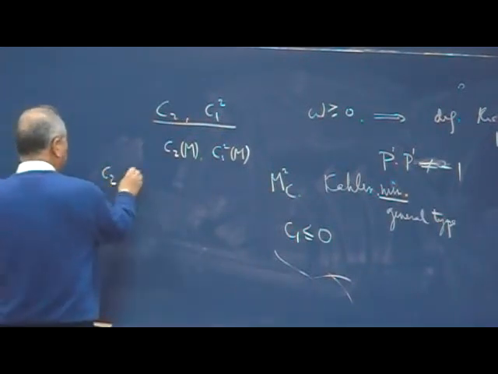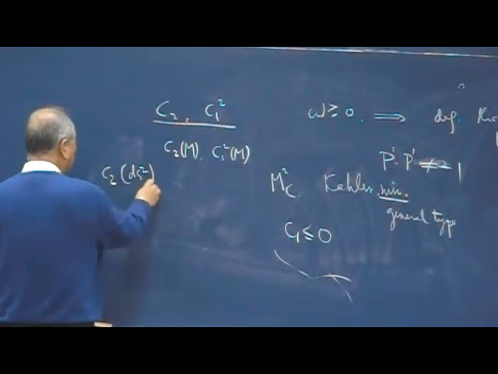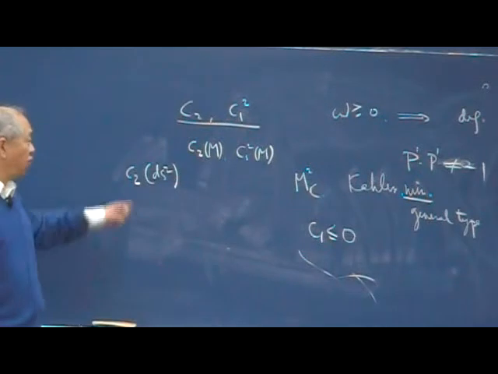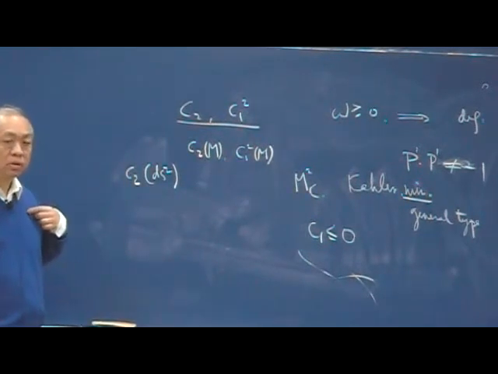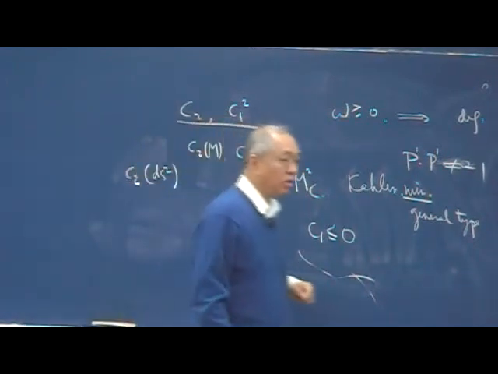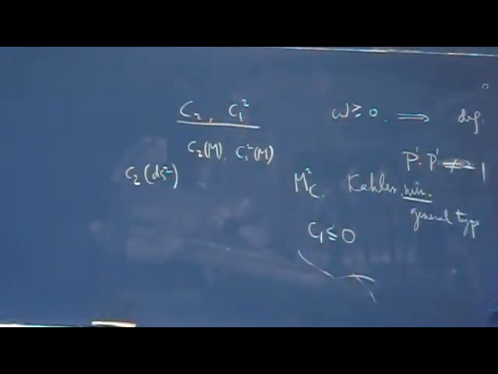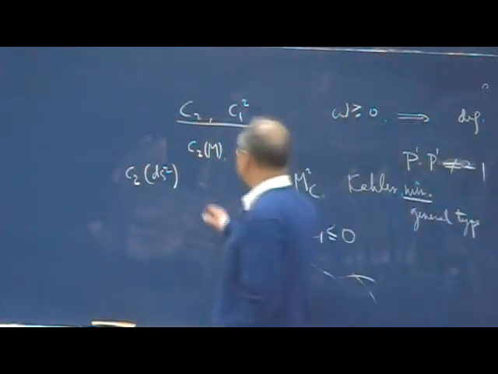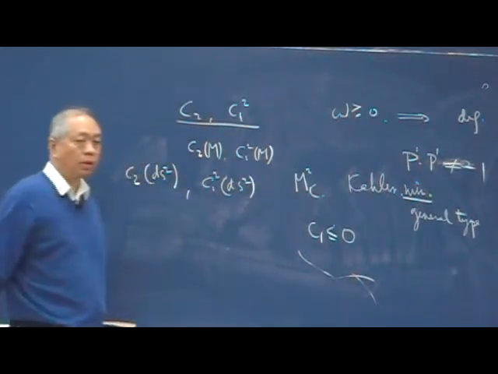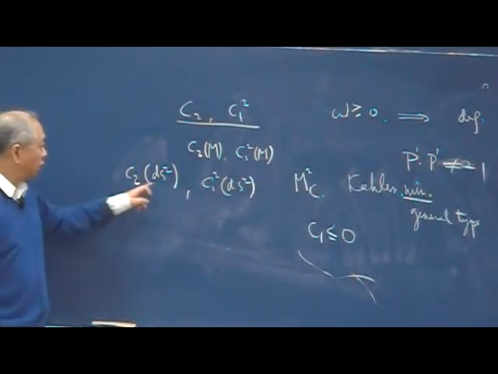But C2 of this singular, degenerate metric can be defined using just the Chern form of this metric. They are not the same, because I'm using the degenerate metric to calculate the first Chern form. They are not the same as the first Chern class of the metric itself. Okay? And so is C1 squared on this metric. You get this one and this one.